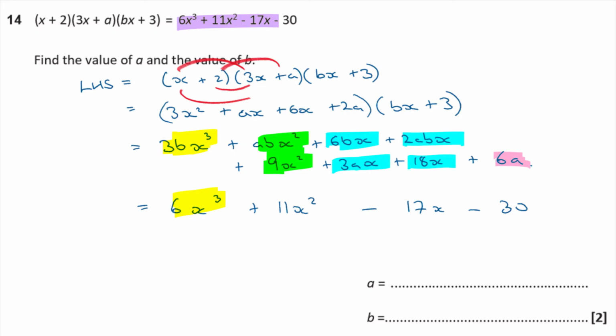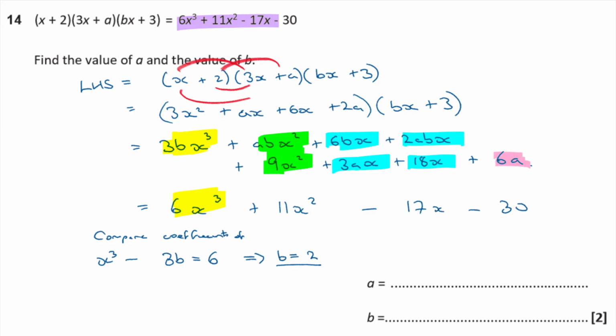So comparing coefficients, we call it. Compare coefficients of, first off, x cubed. What's that going to give us? So the x cubed coefficients, I've got 3b on one and I've got 6 on the other. So if these two expressions are equal, then they've got to be equal as well, haven't they? So 3b has got to be equal to 6, which tells me that b is equal to 2.